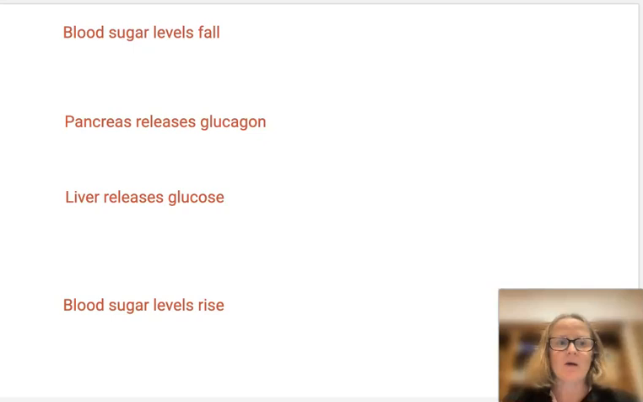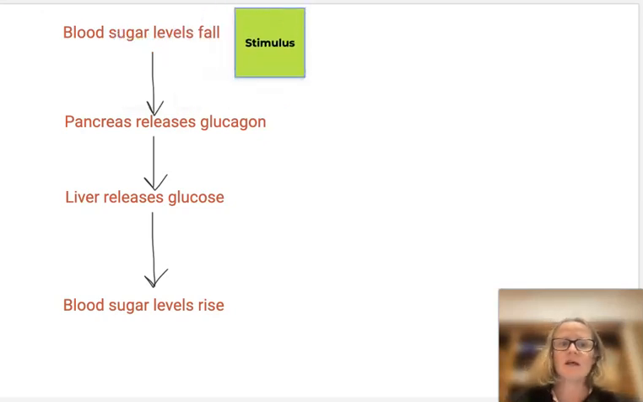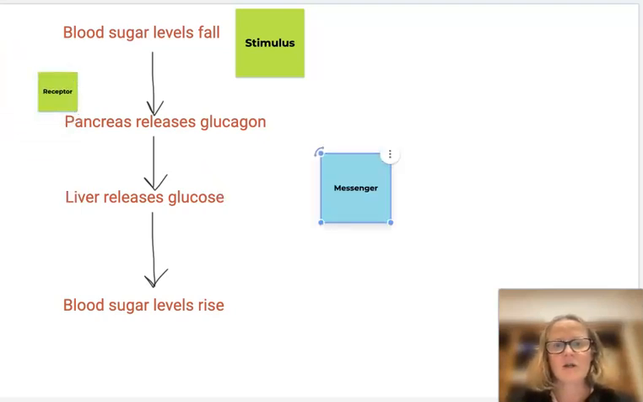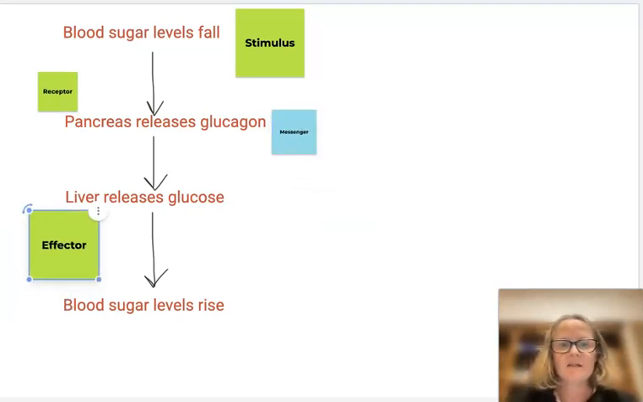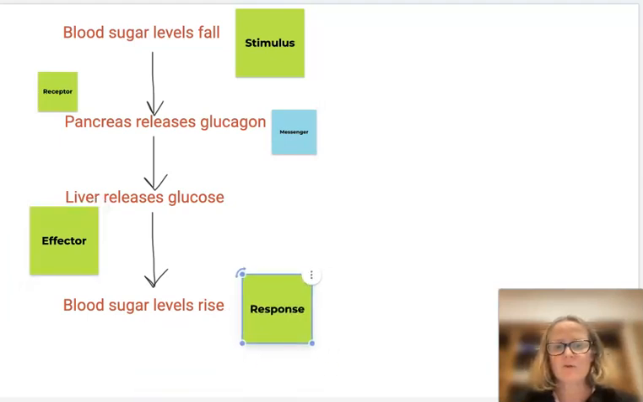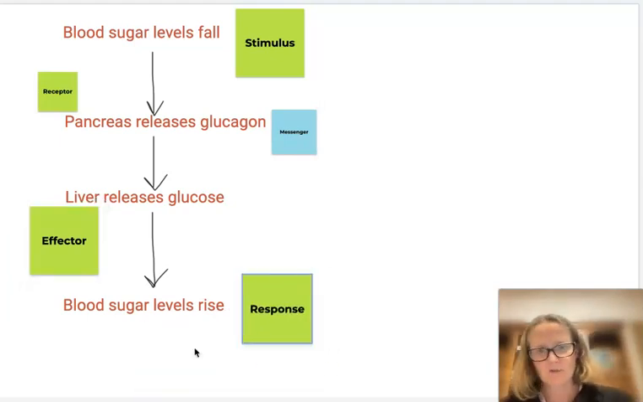Let's have a look at the opposite effect. Blood sugar levels now have fallen too far. This causes the pancreas to release glucagon. Glucagon triggers the liver to release glucose, and the blood sugar levels go back up to the right level. The stimulus is the fall in blood sugar levels. The receptor is our pancreas. Let's make that a little bit smaller and put it next to there. Our messenger now is the hormone glucagon. The liver is our effector, and the response is a rise in blood sugar levels.